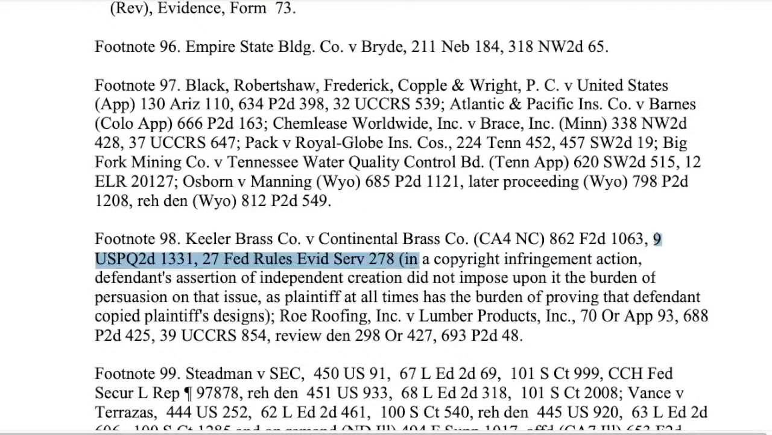In a copyright infringement action, defendant's assertion of independent creation did not impose upon it the burden of persuasion on that issue, as plaintiff at all times has the burden of proving that the defendant copied plaintiff's designs. Defendant's assertion of independent creation did not impose upon it the burden of persuasion on that issue. Oh, okay. Interesting.